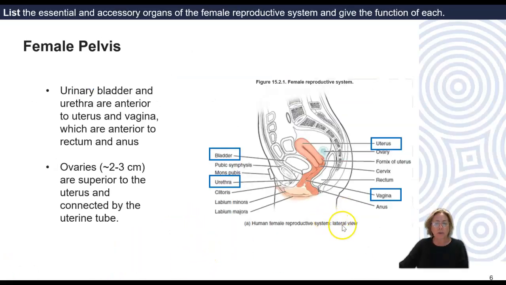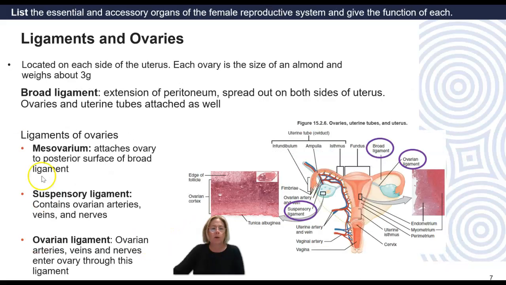When we look at a lateral view of the female reproductive system, you can see that the urinary bladder and the urethra are anterior to the uterus and the vagina, and the uterus and the vagina are anterior to the rectum and the anus. And the ovaries themselves are about 2 to 3 centimeters. They're superior to the uterus and connected by the uterine tube. Now we are going to start with the ovaries and their associated ligaments.